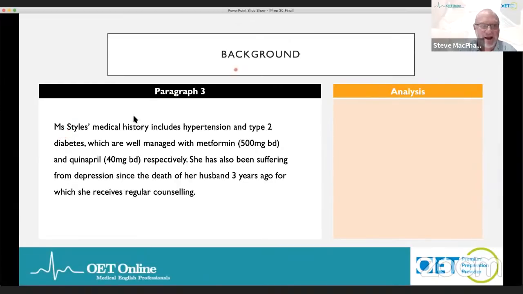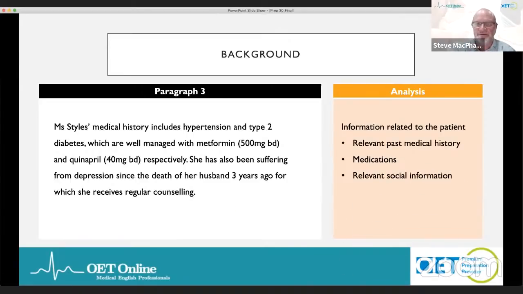So we've got here the background. Ms. Stahl's medical history includes hypertension, type 2 diabetes, which are well managed with metformin. I'll get to your question in a moment, Priya. With metformin, 500 milligram BD and quinapril, 400 mg BD, respectively. She's been suffering from depression since the death of her husband 3 years ago, for which she receives regular counseling. So that's all the background information of the hypertension, the diabetes, and the depression, everyone. That's all there in the background.